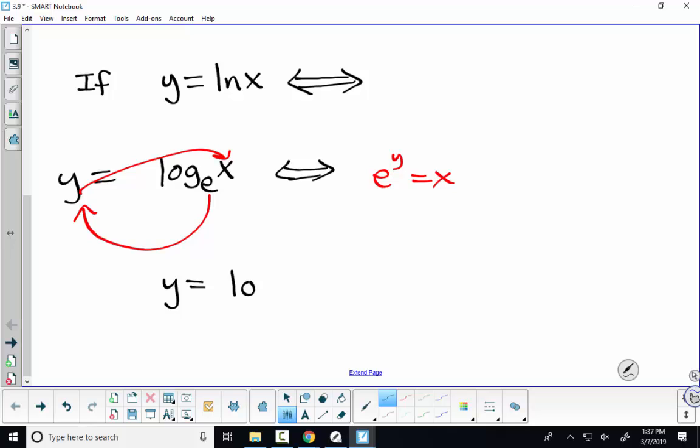What if y were the log base 5 of x? What is that equivalent to? 5 to the power of y equals x. Yeah, 5 to the power of y equals x.